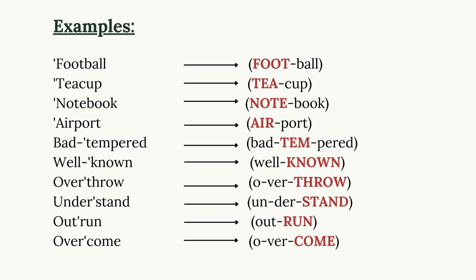For compound verbs, the stress typically falls on the second part of the word. Examples include overthrow, understand, outrun, and overcome, where the stress is on throw, stand, run, and come. Overthrow, understand, outrun, and overcome.